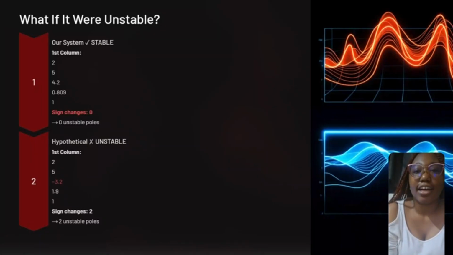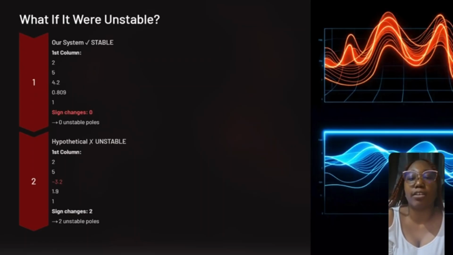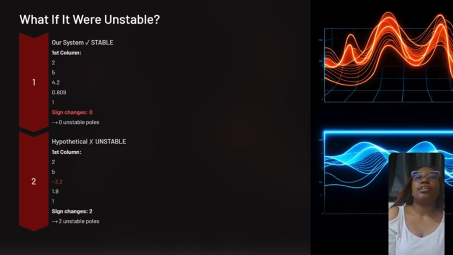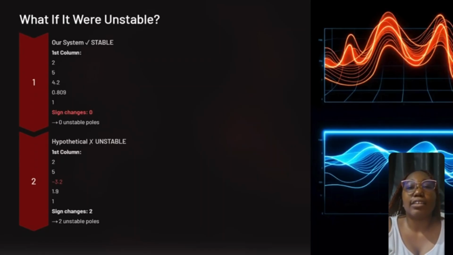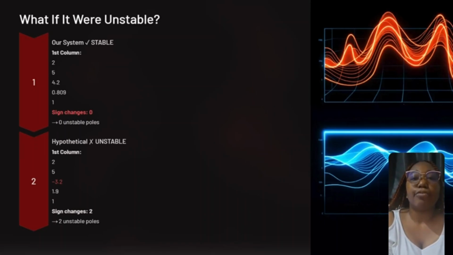So, our system passed, but let's make sure we really understand why by looking at what failure looks like. Imagine a different system where the first column came out as 2, 5, negative 3.2, 1.9, and 1. Going down from 2 to 5, there will be no change in the system. Going down from 5 to negative 3.2, there will be a sign change. Now, from negative 3.2 to 1.9, there will also be another change in the system. And from 1.9 to 1, there will be no change in the system.